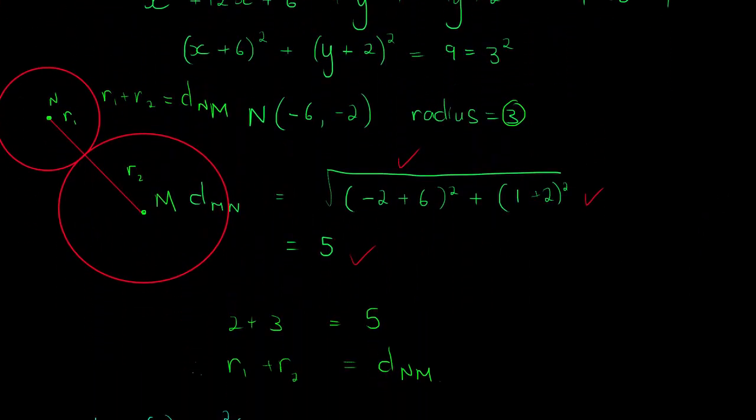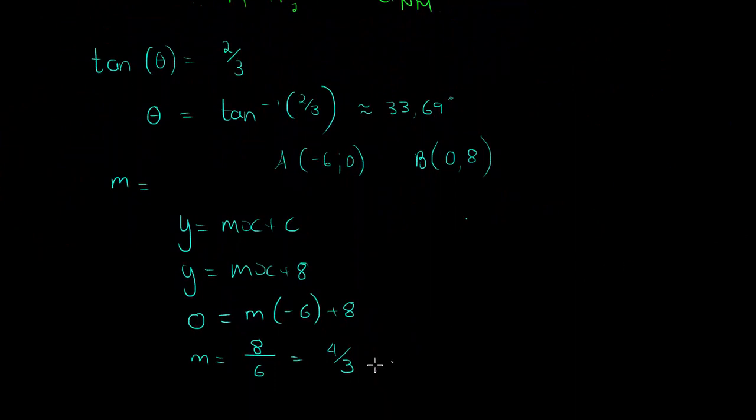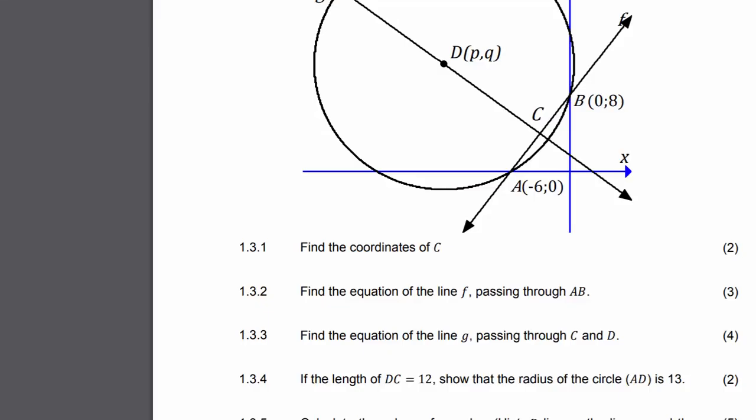First work out the gradient, and then after that find the y-intercept, and yeah, it's not that difficult. Okay, find the equation of the line G that passes through CD. So find the equation of the line passing through CD.